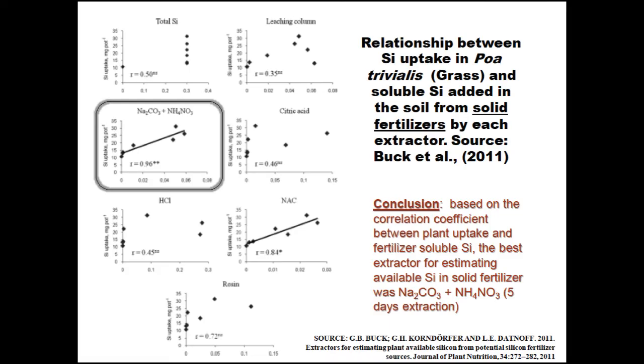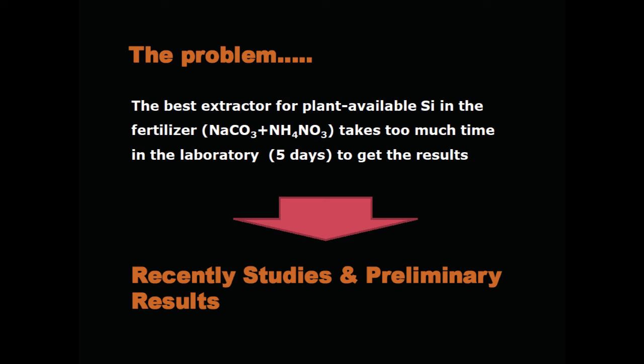At this time, we again used different extractors. We used total silicon, citric acid, chloridic acid, an extractor used in Japan, acetic acid, and resin, again. The conclusion of this paper is that, based on the correlation coefficient between plant uptake and fertilizer soluble silicon, the best extractor, one more time, for estimating available silicon in the solid fertilizer was sodium carbonate plus ammonium nitrate, 5 days extraction. Well, the problem is that the best extractor for plant available silicon in the fertilizer takes too much time in the lab, 5 days to get the results.